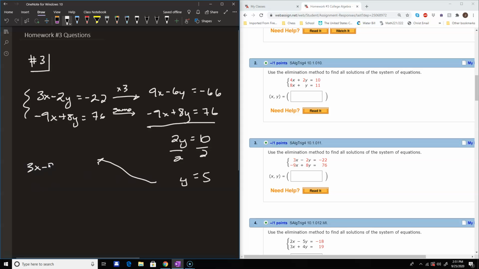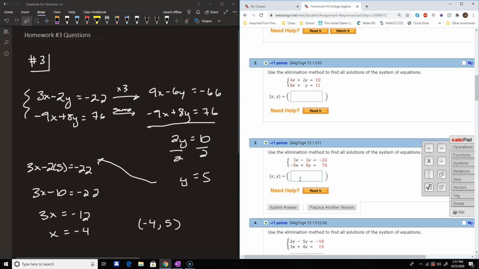3x minus 2 times 5 equals negative 22. So 3x minus 10 equals negative 22. We add 10 to both sides and get 3x equals minus 12. And dividing by 3 leaves us with x equals negative 4. So our solution for this problem is negative 4 comma 5. And we just enter it in that format, negative 4 comma 5. And you can submit the answer.